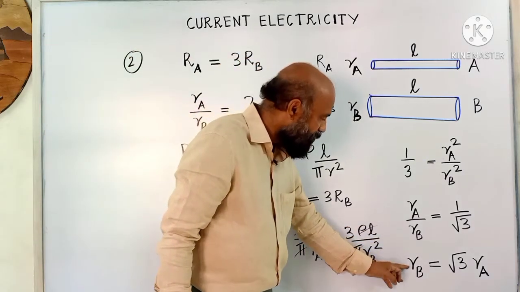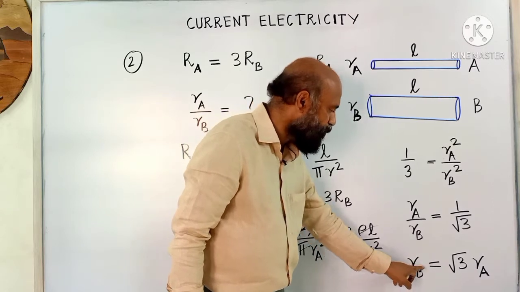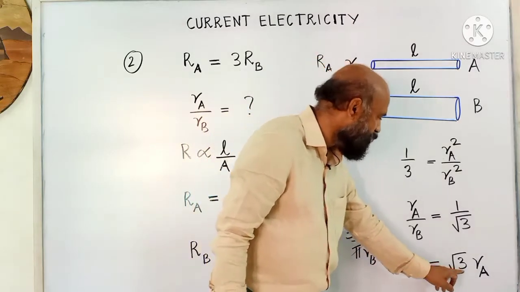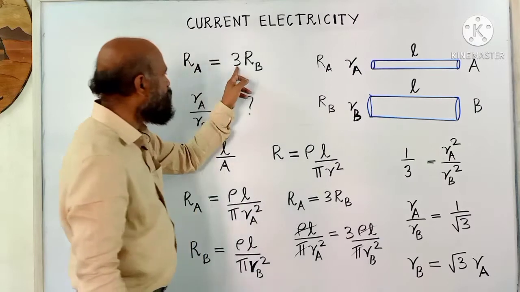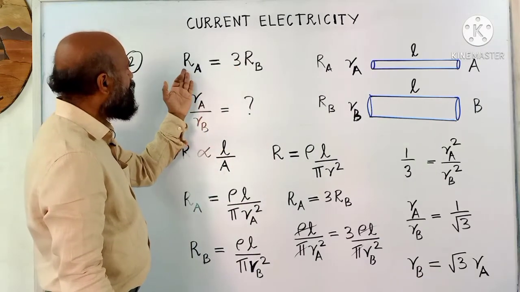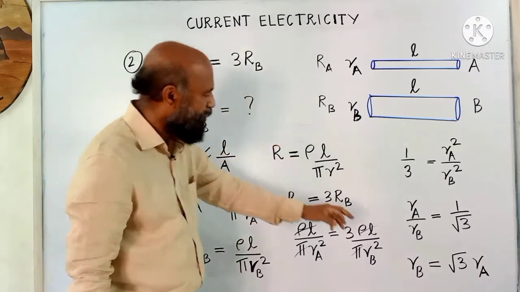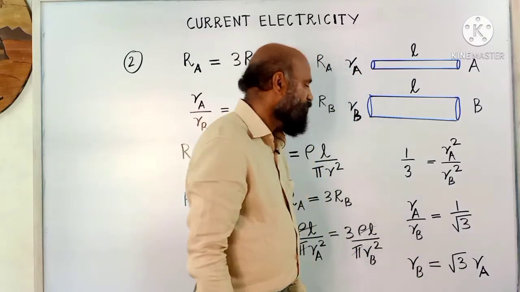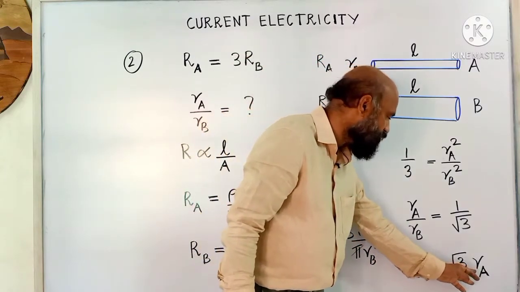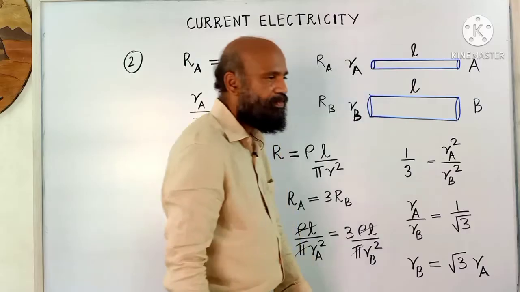Then the radius of the second wire will be root 3 into Ra. Here the resistance is 3 times, so the radius is root 3 times the radius of the first wire.